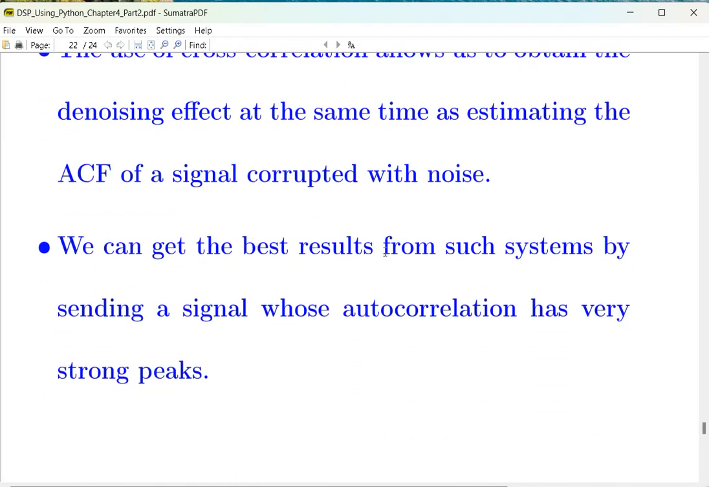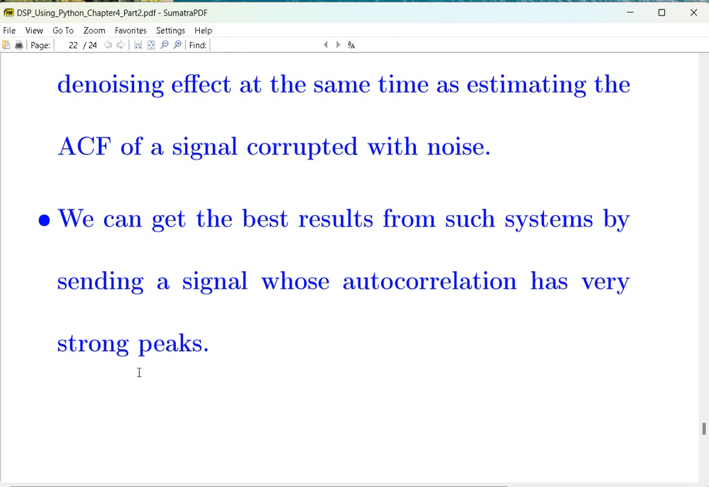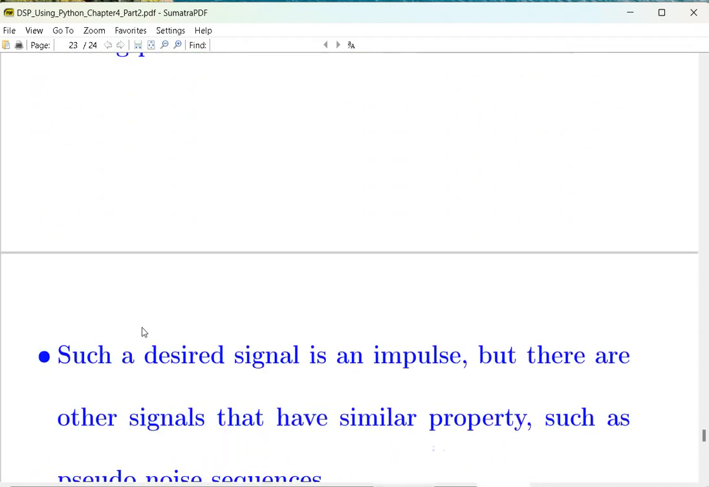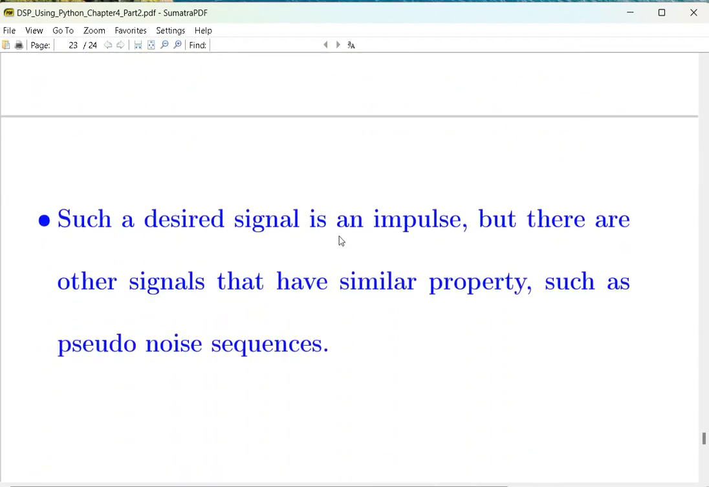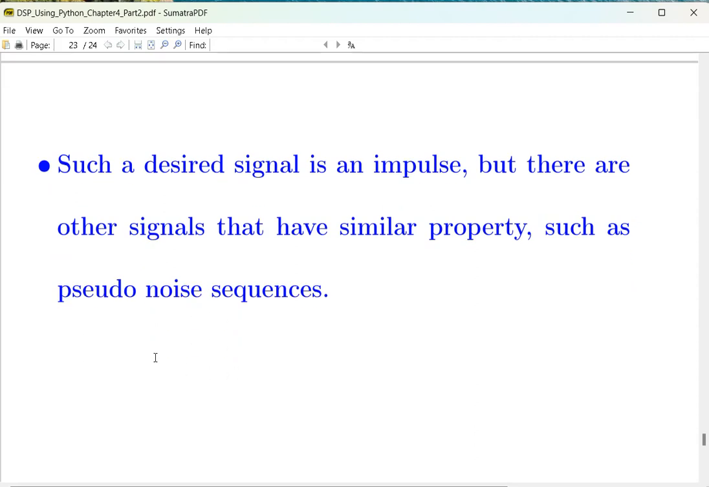We can get the best results from such systems by sending a signal whose autocorrelation has very strong peaks. So you are familiar with the name of such a signal. It is an impulse, but there are other types of signals that have a similar property, such as pseudo-noise sequences. Right.